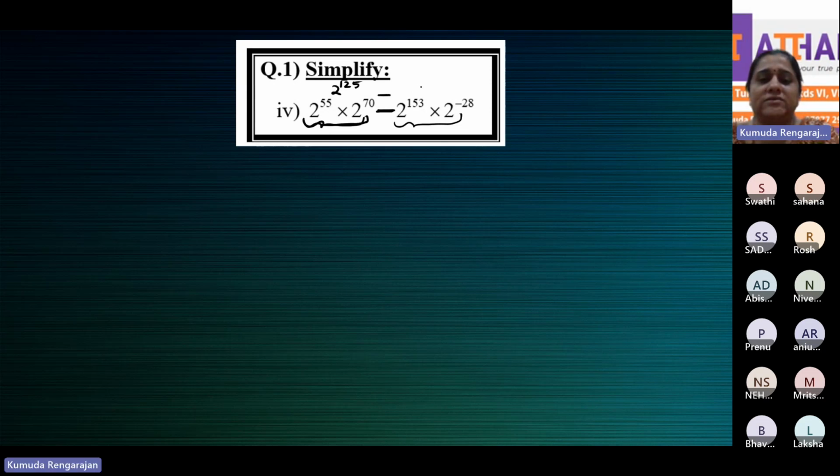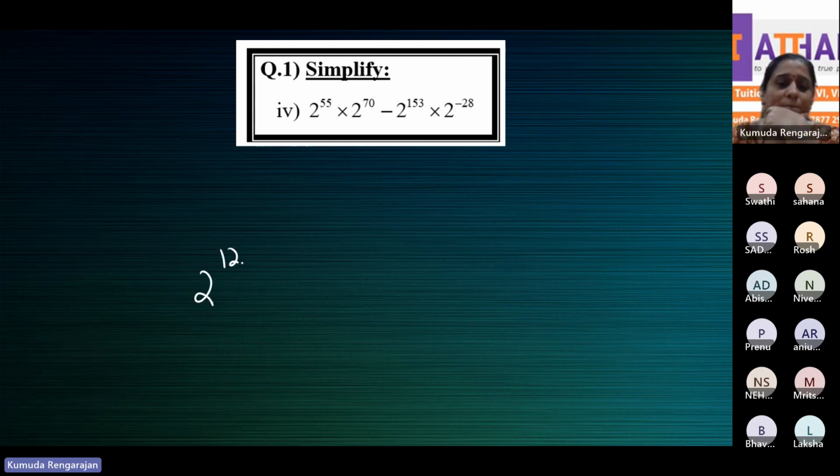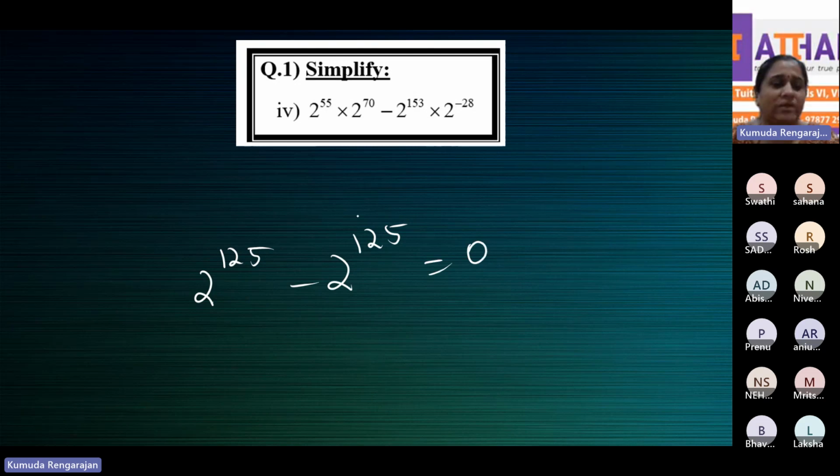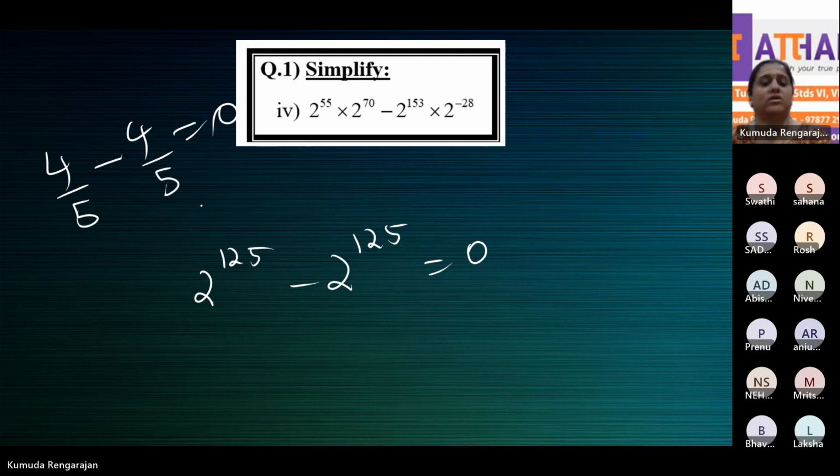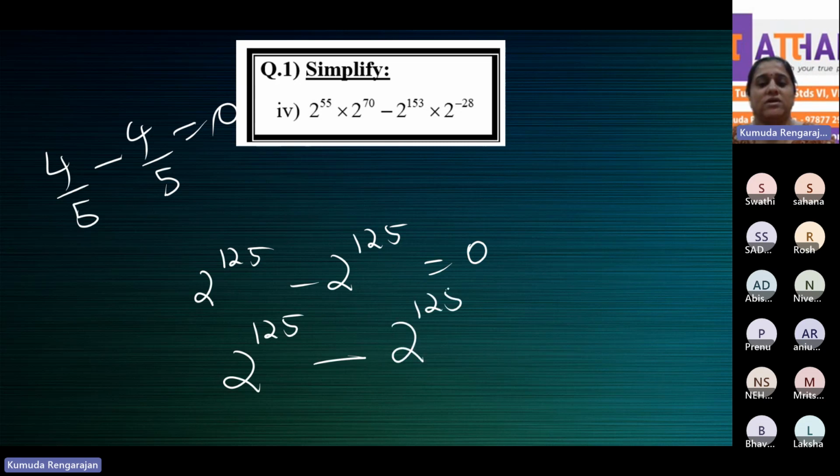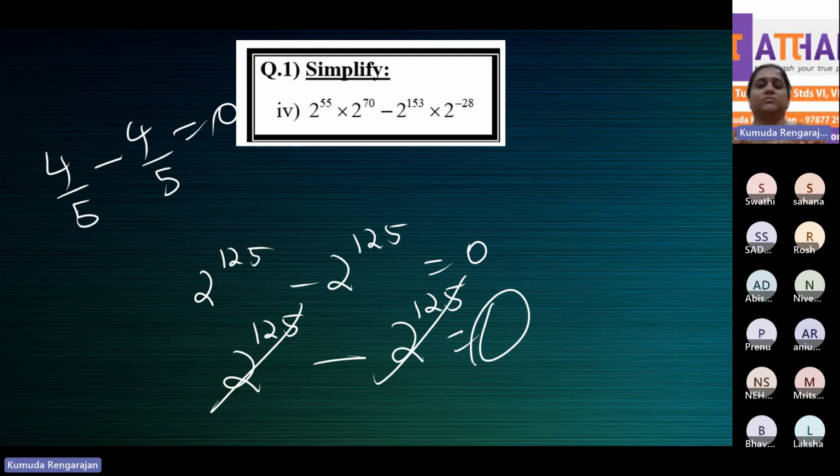Minus 2 to the power... what is 153 minus 28? 125. So on simplifying, you get 2 to the power 125 minus 2 to the power 125. Something minus the same thing is 0. So they get cancelled. The answer is 0.